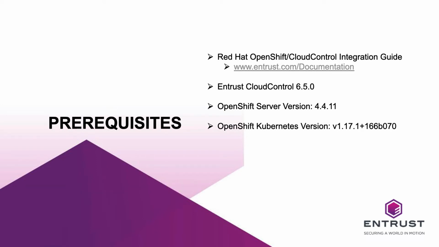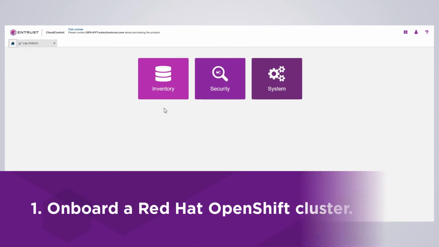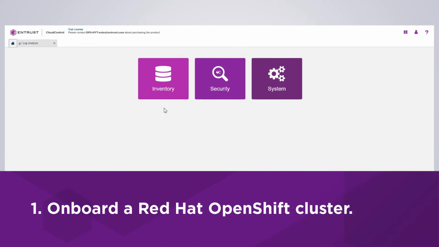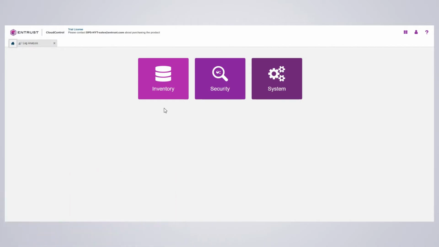We use for this integration CloudControl version 6.5.0, OpenShift Server version 4.4.11, and OpenShift Kubernetes version 1.17. Onboarding is the process of importing a Kubernetes cluster into CloudControl. To be able to do that, you need to have the kubeconfig file for your Kubernetes cluster, which is going to be used during the onboarding process.